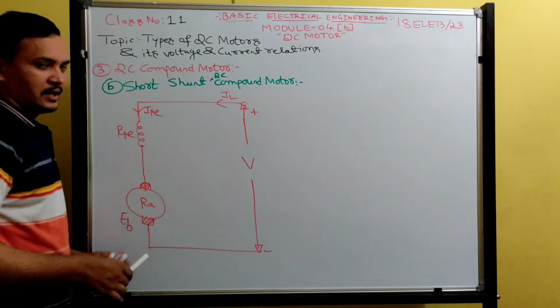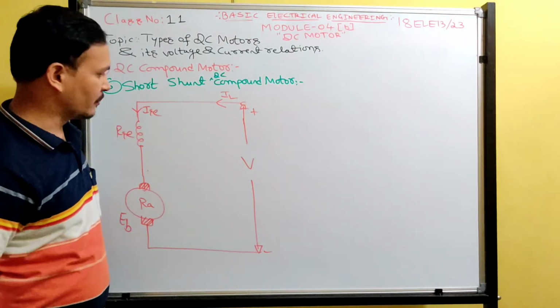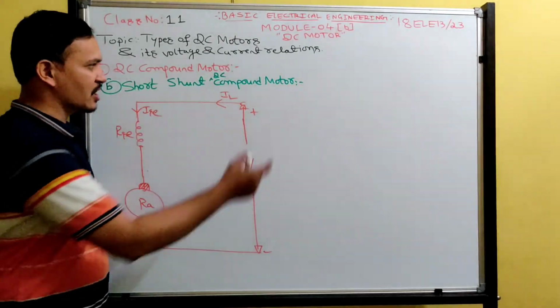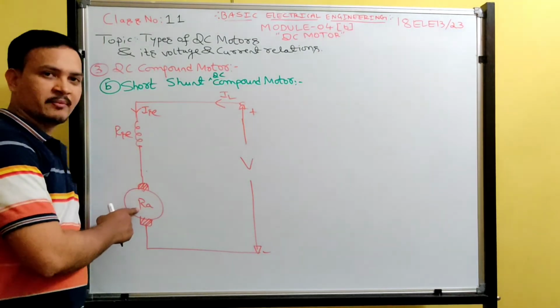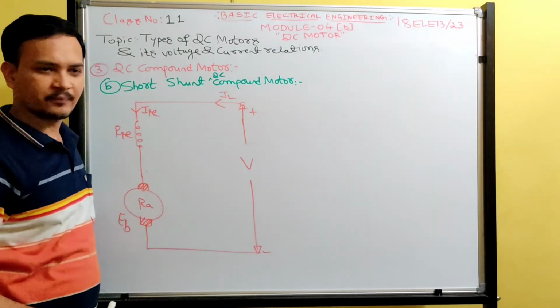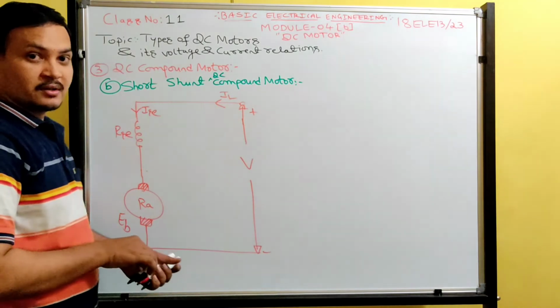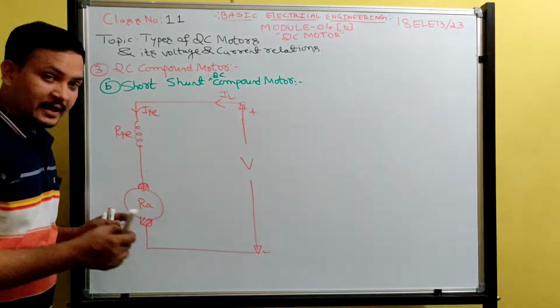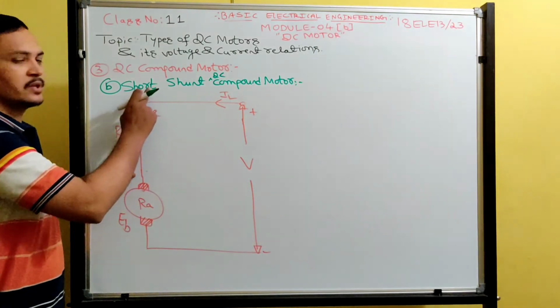Okay, dear students, last one, that is short shunt DC compound motor. See what I said? Compound motor means always write series field winding and armature resistance in series only. Those two are connected in series. Like that you write. Now, shunt field winding: you connect shunt field winding only across armature. Then it becomes short shunt.